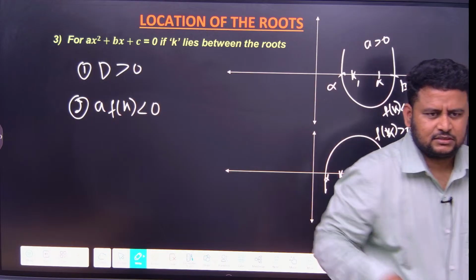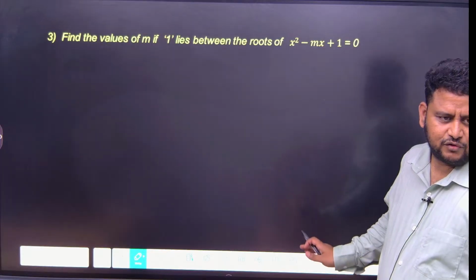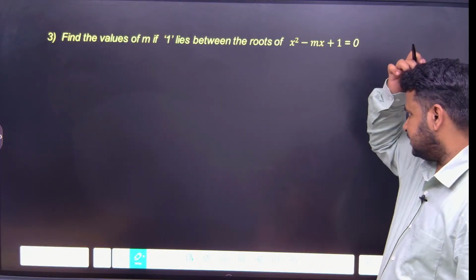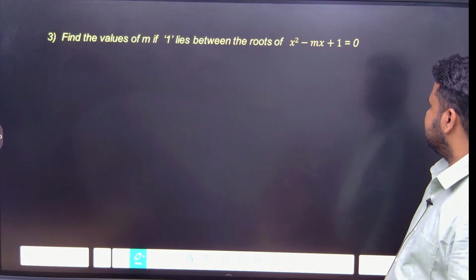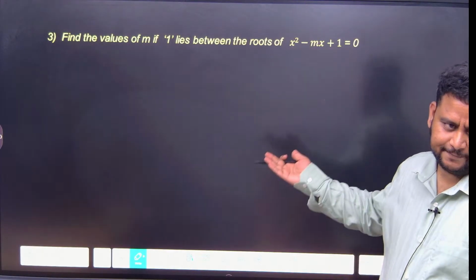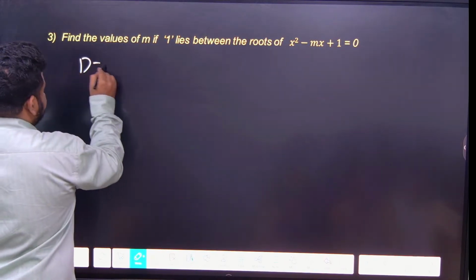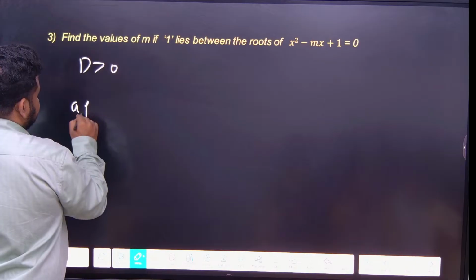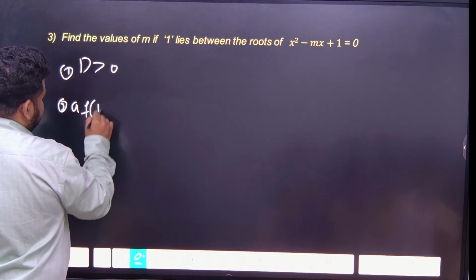Done with this, let us take up a question on this. Written, all of you? See here, find the values of m if 1 lies between the roots of x square minus mx plus 1 is equal to 0. Here 1 is k, so k value is 1. The condition is D should be greater than 0, and a times f of k should be less than 0. Here f of k means f of 1.